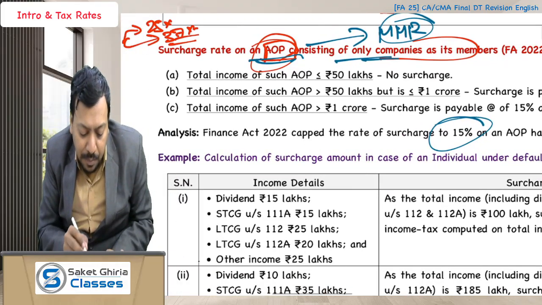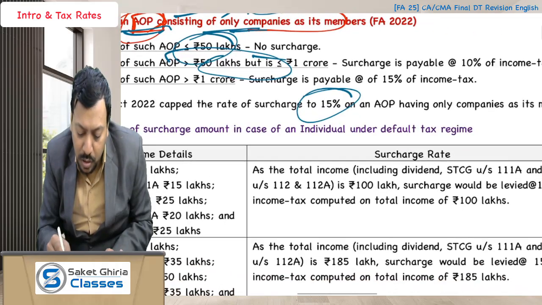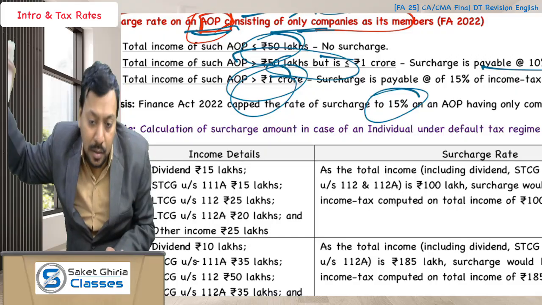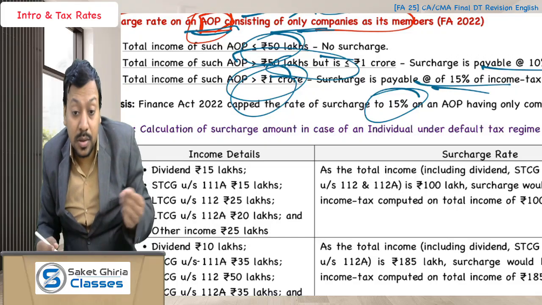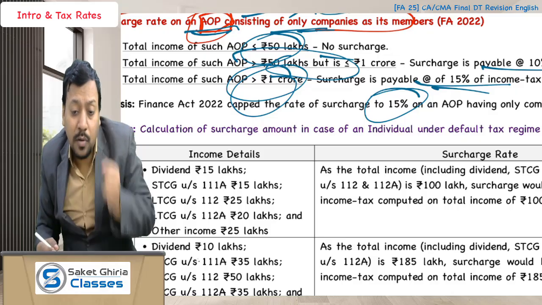Okay. For such AOPs, if the total income is up to 50 lakh, no surcharge. 50 lakh to 1 crore, 10%. Above 1 crore, irrespective of the higher limit, 15%. Which means we will not see whether it is above 1 crore to 2 crore, 2 crore to 5 crore, etc.